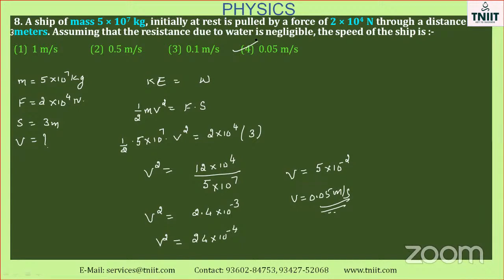So what is the velocity of the ship? It is approximately 0.05 meter per second.